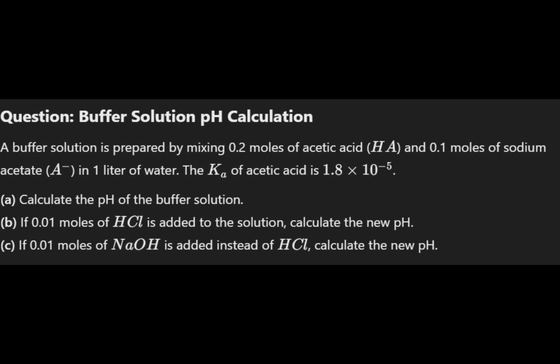Now we need to solve the following. Part A. Calculate the pH of the buffer solution. Part B. If 0.01 moles of hydrochloric acid, or HCl, is added to the solution, calculate the new pH. Part C. If 0.01 moles of sodium hydroxide, or NaOH, is added instead of HCl, calculate the new pH.